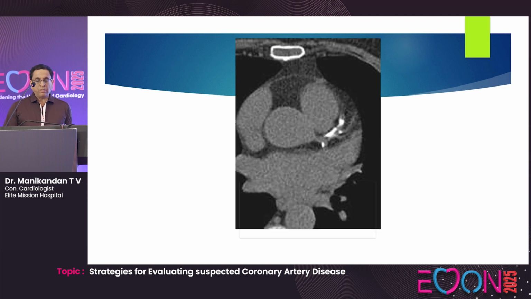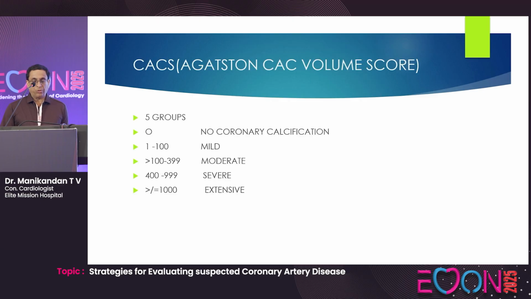And this can be classified into different groups: 0, no calcium; 1 to 100, mild; 100 to 400, moderate; 400 to 1000 is severe; and more than 1000 is extensive.